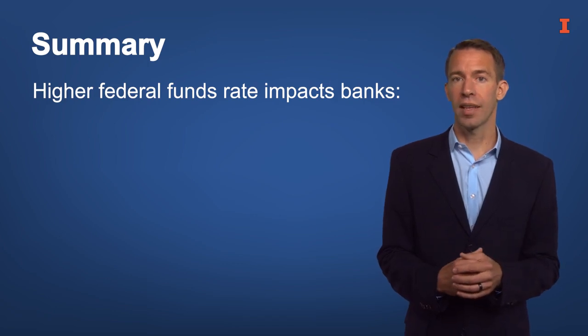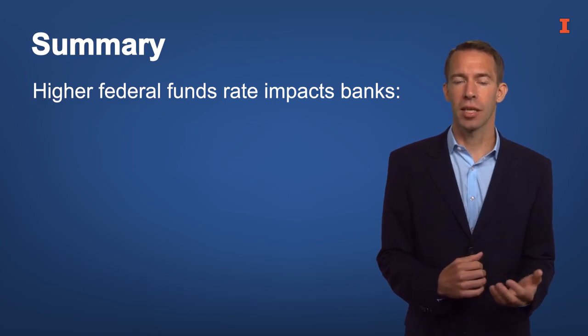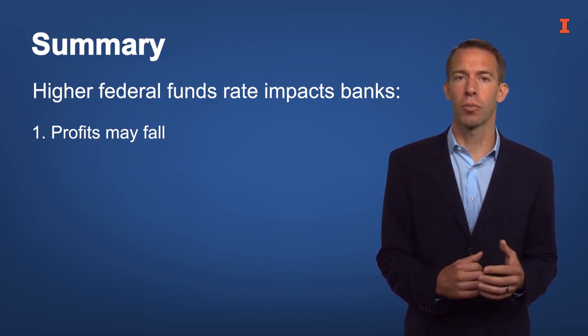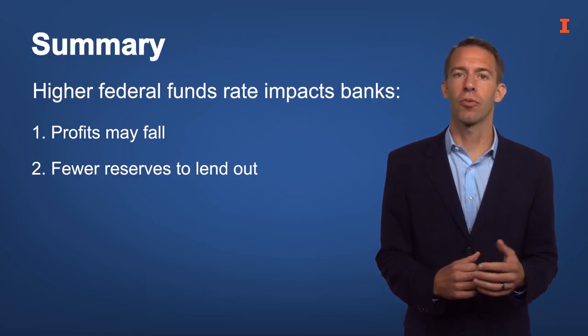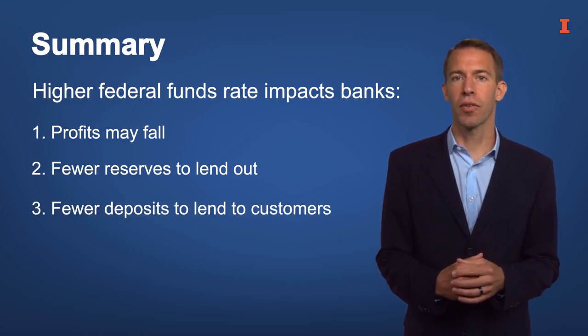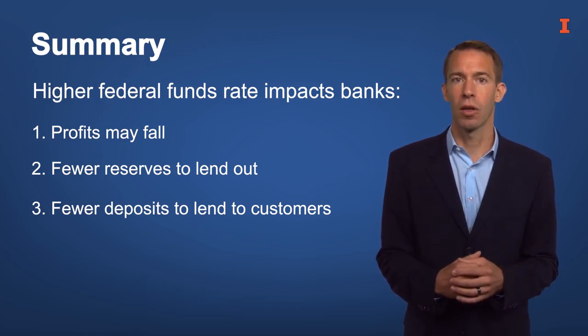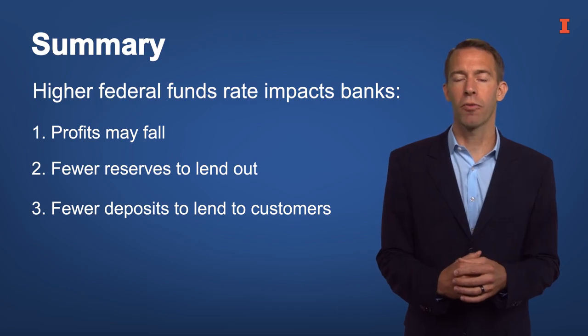What have we learned in this lesson? Monetary policy affects banks through 3 channels. First, increases in the federal funds rate compresses the net interest margin, reducing profits. Second, increases in the federal funds rate reduce reserves available in the banking system. Third, increases in the federal funds rate lead to an outflow of deposits, reducing bank funds. All 3 channels imply that increases in the federal funds rate reduce the overall supply of credit by banks.